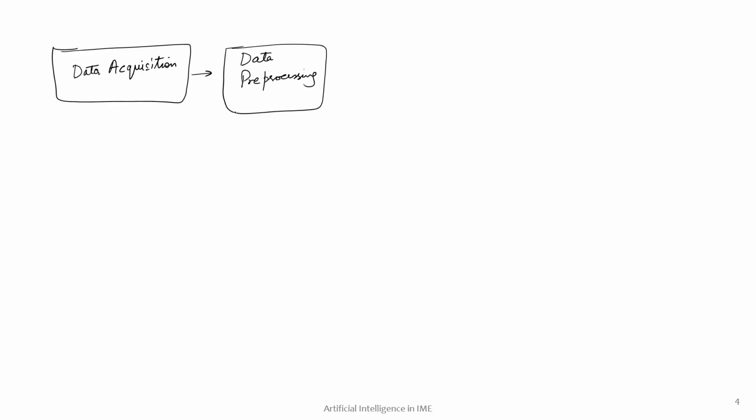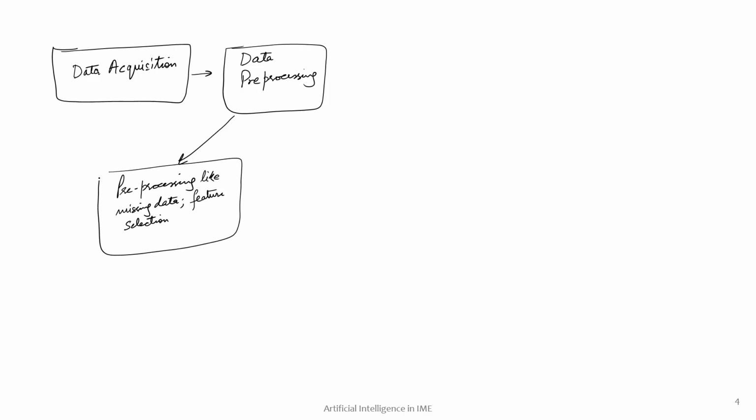In this step you perform pre-processing steps like handling missing data, or feature selection. So we may identify at this step what the important features are that we need to utilize for our further processing. Finally, we will get a finalized data set.